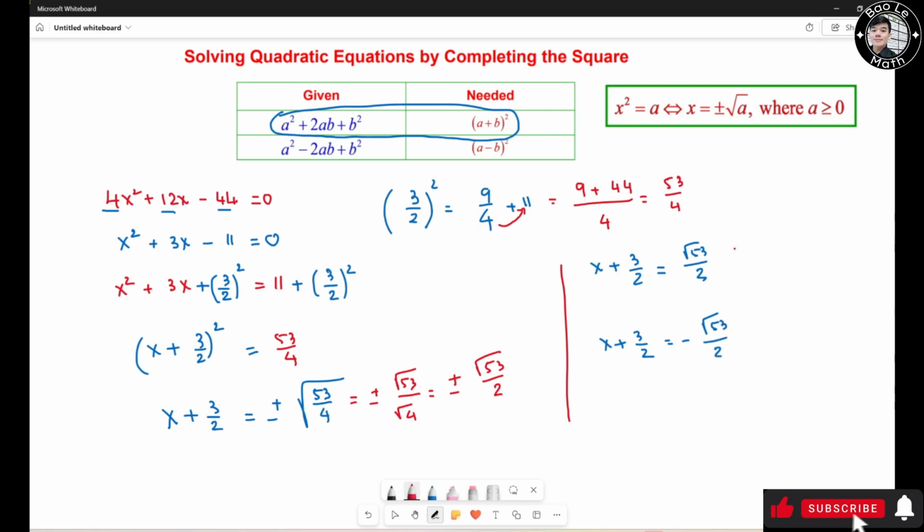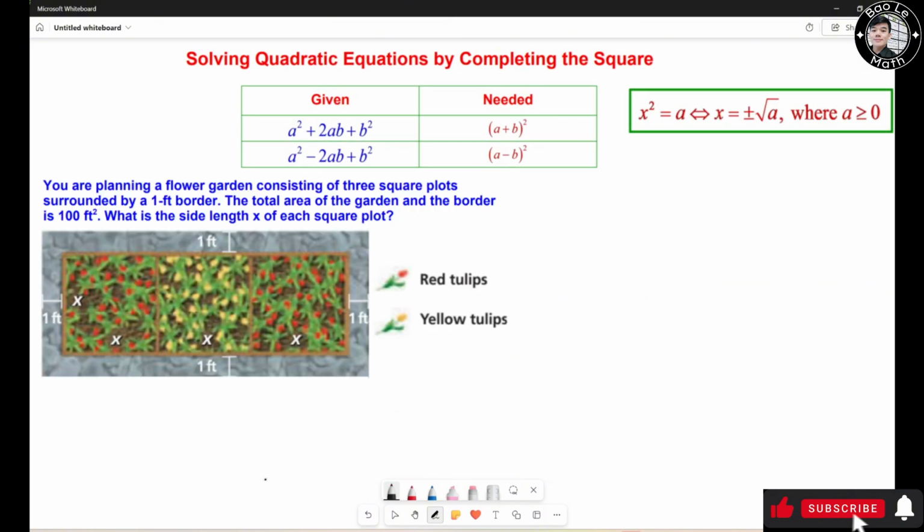Alright, so in order to solve the first one, I need to subtract 3.5 from both sides. So this turns out to be s equals (square root of 53 minus 3) over 2, because they have the common denominator. Now the bottom one, you need to subtract 3.5 from both sides, so it turns out to be s equals (negative root 53 minus 3) over 2. So we have two solutions. Alright, so let's move on to the last example, the word problem.